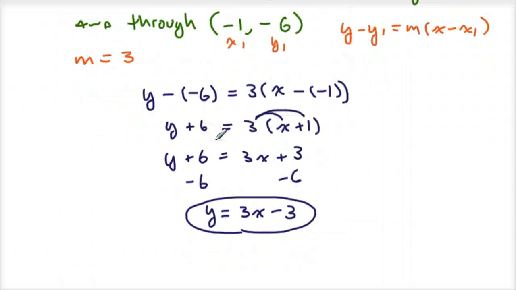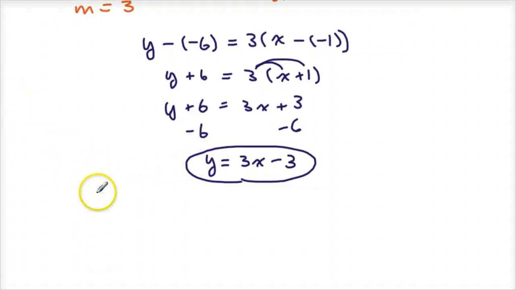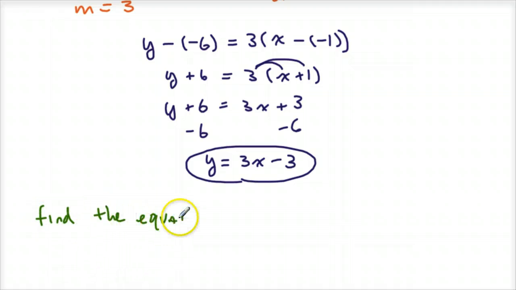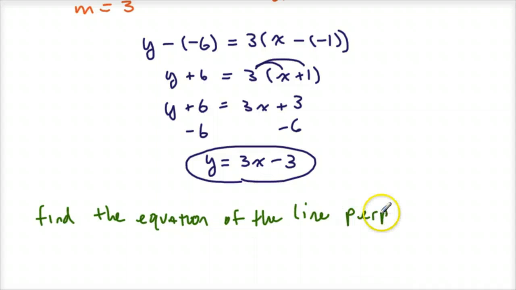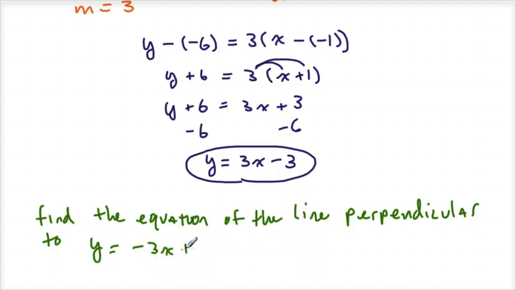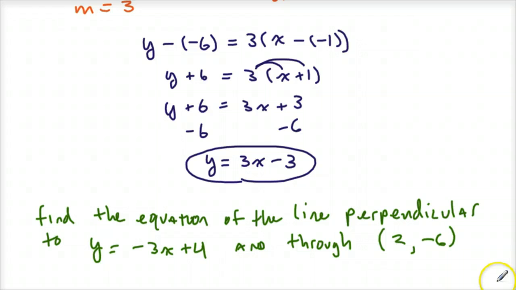So why don't you try one here? I'm not even going to show you the solution. You'll have to bring this to class tomorrow. So find the equation of the line that is perpendicular. So think about what that means in terms of the slope. So perpendicular to y equals negative 3x plus 4 and through the point (2, -6). Okay, so find the equation of a line perpendicular to y equals negative 3x plus 4 and through the point (2, -6).